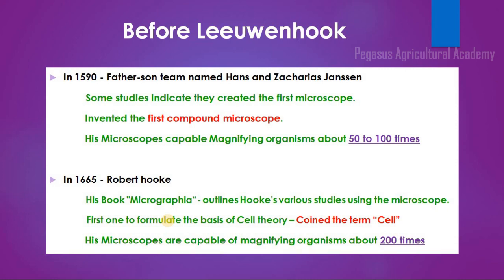Okay, so the magnifying capacity of the microscope used by Leeuwenhoek is 50 to 300 times. At the same time, the magnifying capacity of the microscope used by the Janssens is 50 to 100 times, and Robert Hooke's is about 200 times. Okay, so you can see that the magnifying capacity of Leeuwenhoek's microscope is higher than these two, and that is the reason he is capable of seeing microorganisms so clearly. Okay, and that is the reason he is called the father of microbiology.